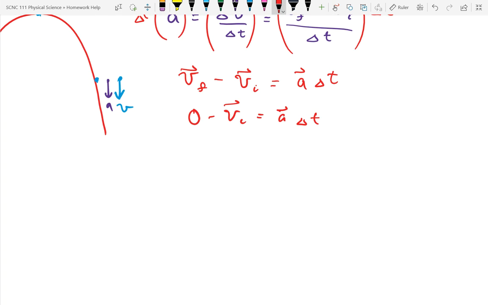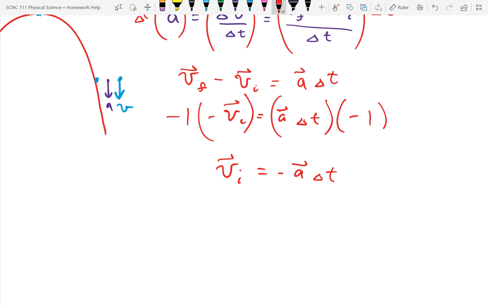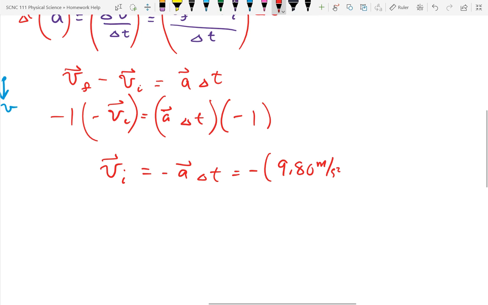So move the minus sign across. The 0 I can just erase, right? Multiply everything by -1. So I have the velocity initial is equal to minus acceleration times change in time equals minus acceleration 9.80 meters per second squared down, multiplied by the change in time of 1 second.